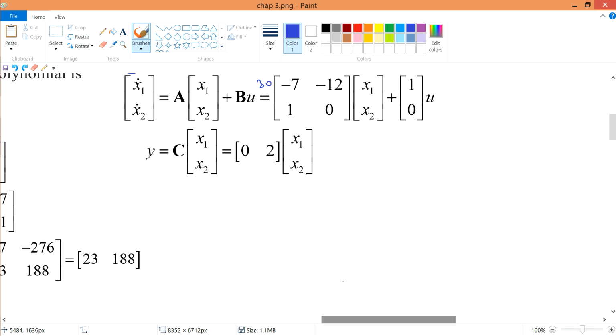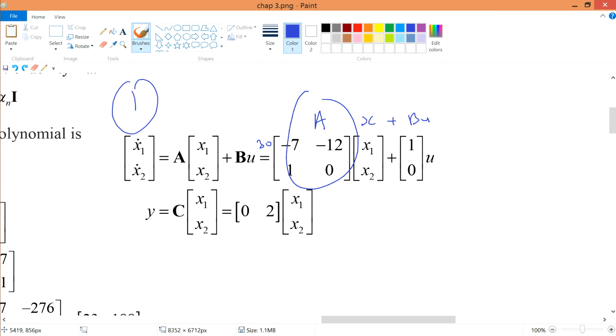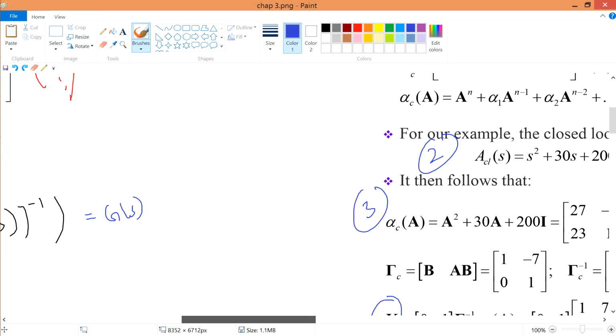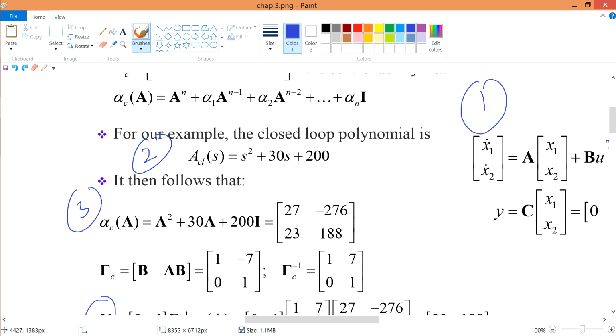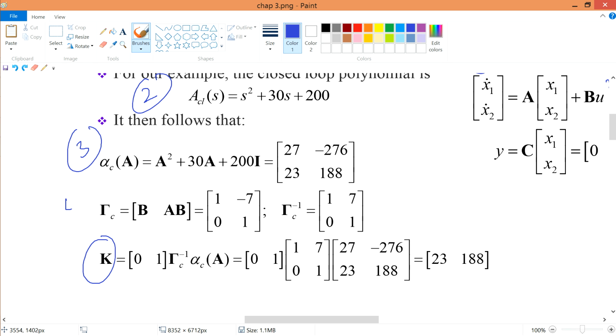Alright, because your A, your state space system over here, is a 2 times 2 system. So the rest should be 2 times 2. Just take note. The fourth step now is that you need to determine your RC, your controller rank, your rank of a controller, if you still remember.